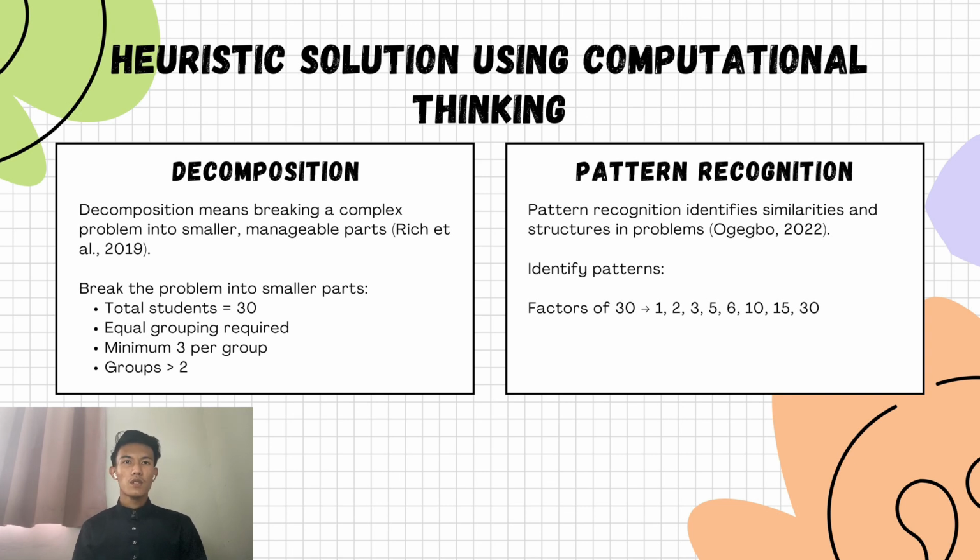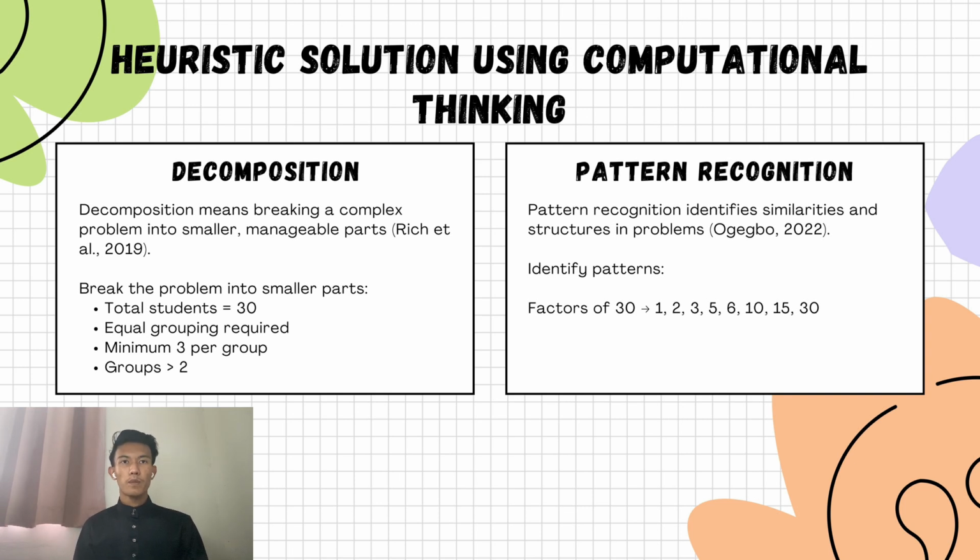The first step is decomposition. Decomposition means breaking a complex problem into smaller, manageable parts. Instead of solving everything at once, we break it down into a few small parts, which are: total students equal to 30, equal grouping required, minimum 3 per group, more than 2 groups. This step is important because it helps us reduce confusion. We clearly see what conditions we must follow.